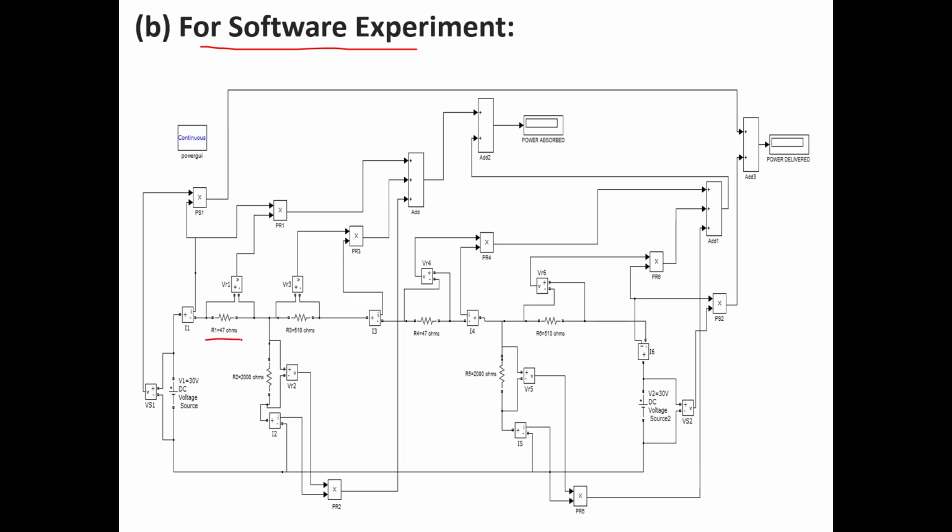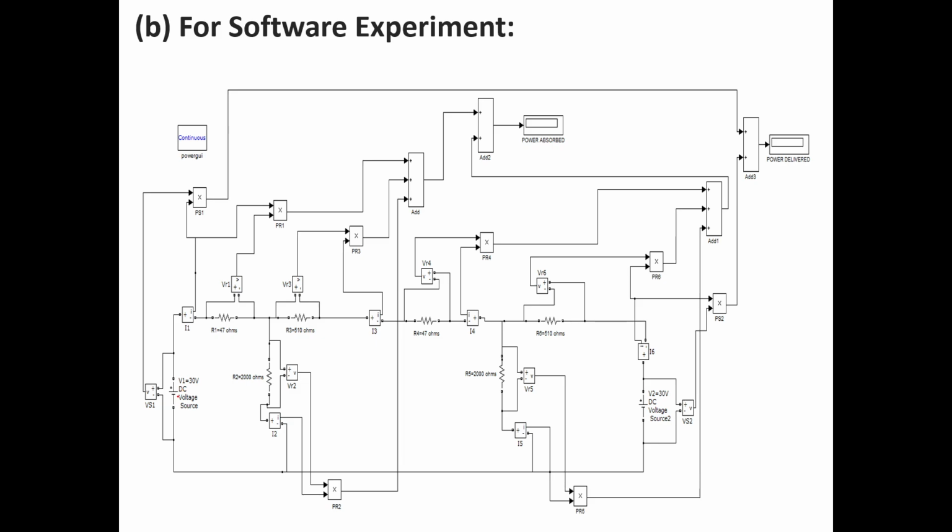If you see here, this is 47 ohms, 510 ohms, 2000 ohms. Same elements are here. So this is my DC voltage source of 30 volts, and across it I have connected a voltage measurement element, and the output of this voltage measurement I have given to the product. You can see X here. So this is the product element.